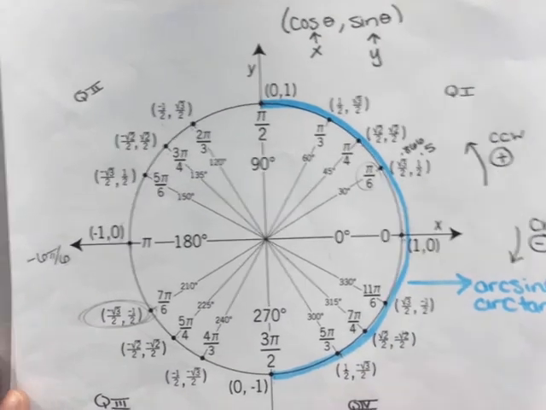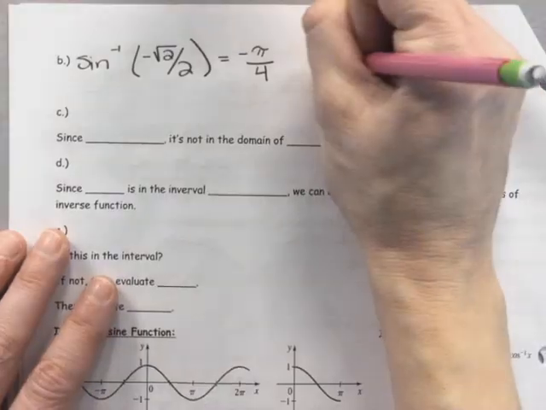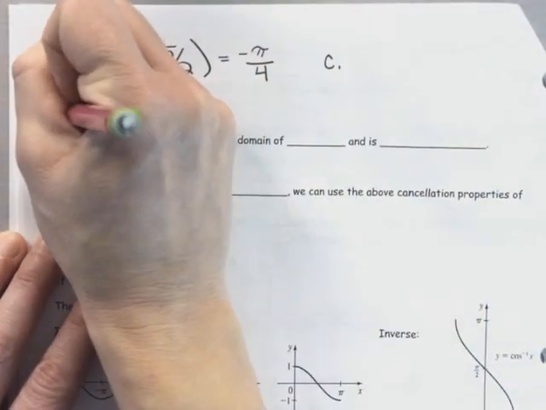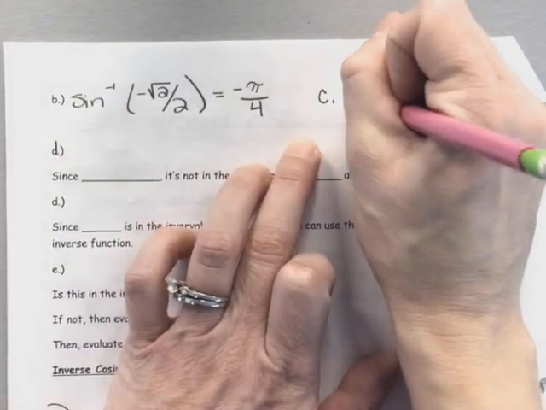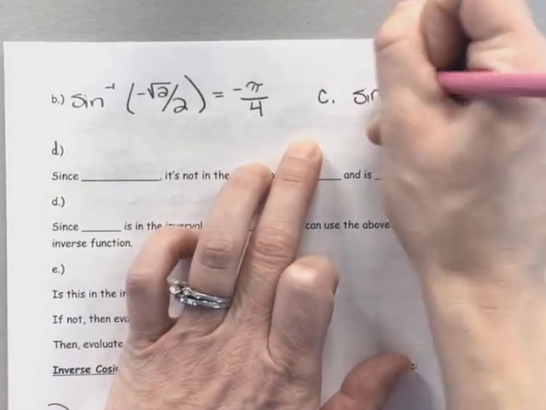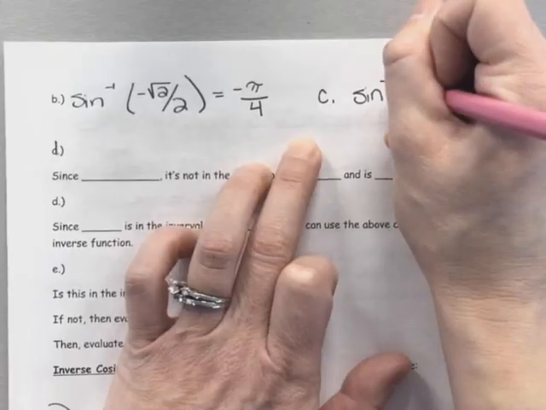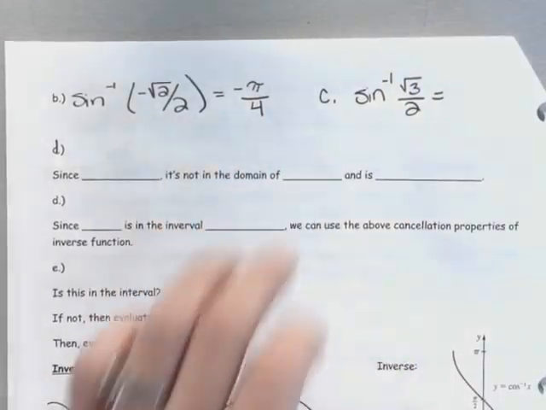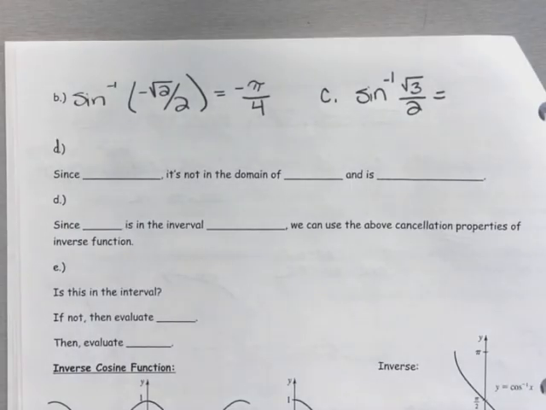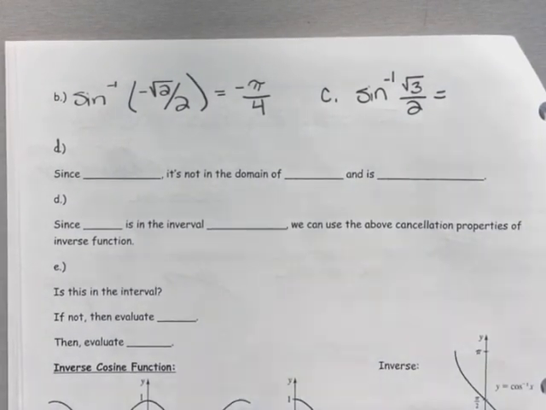Okay, let's do another one. I'm going to call this D down here. We're going to do another one. Let's go inverse sine of root 3 over 2. Inverse sine of root 3 over 2.